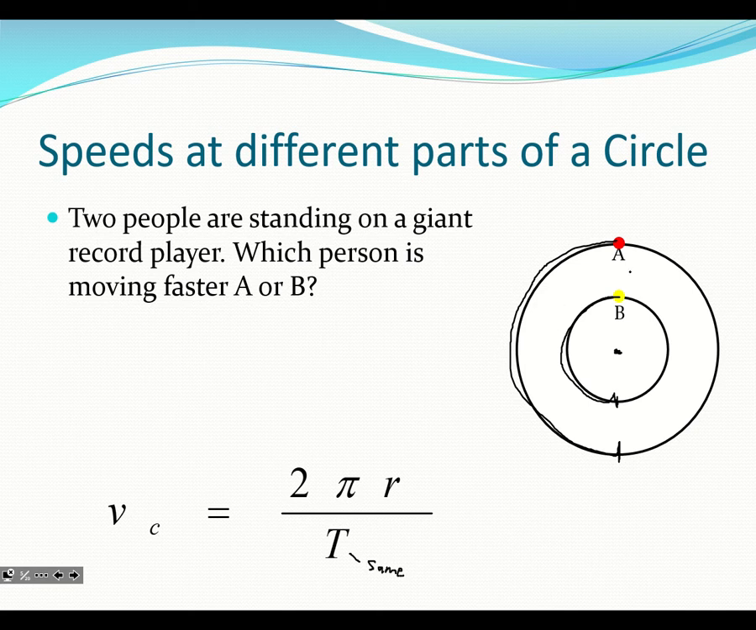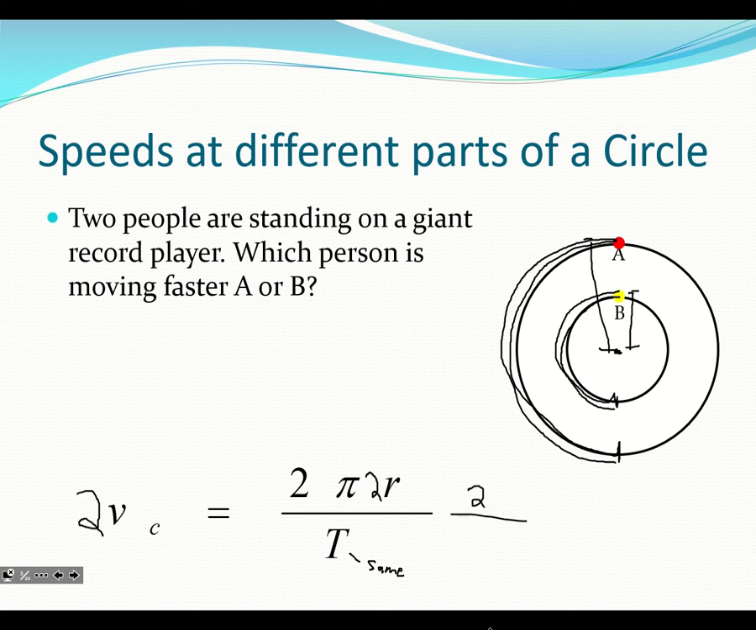What changes is that, well, the radius is different, right? The distance that A travels to get from here to here and the distance that B travels to get from here to here is very different, and that's because their radiuses are different. So if this is the radius of B and this is the radius of A, let's say that A has twice the radius of B. So we double this here, 2 pi stays the same. The only thing that we're changing on this side is we're doubling the top. So then our speed must be double. So A, if it's double the radius out, is traveling twice as fast as B.